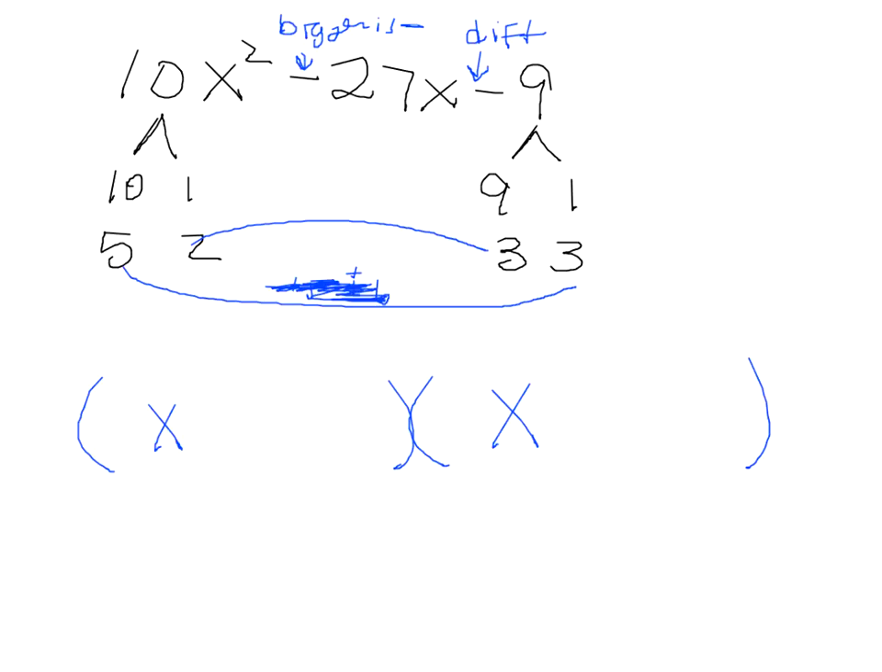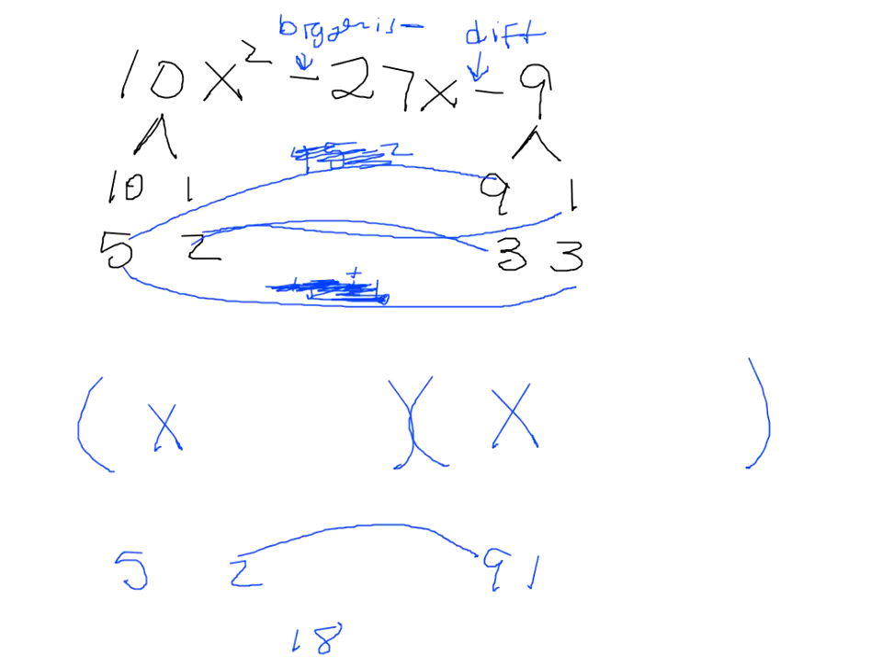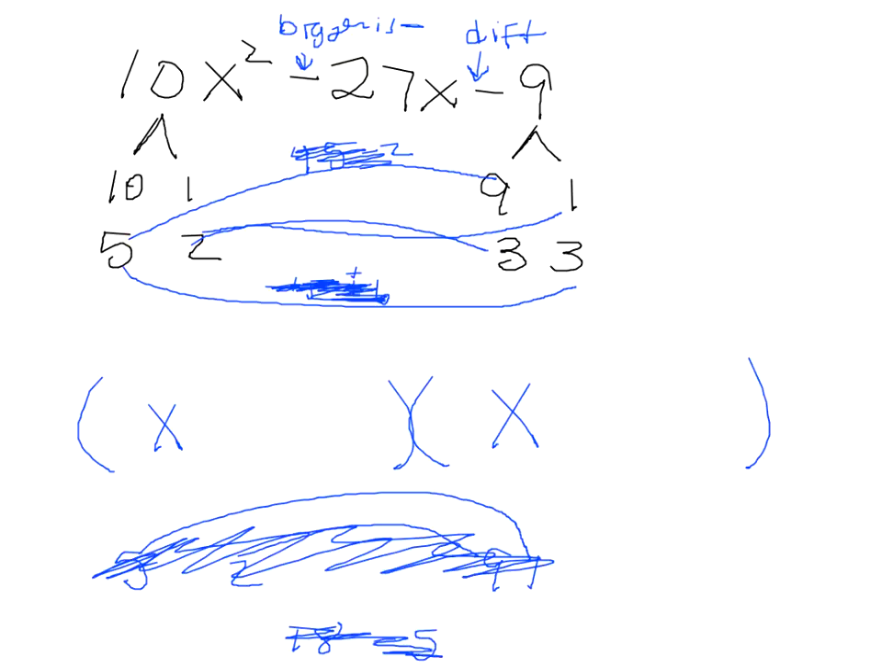So it's not 5 and 2 and 3 and 3. So let's pick something else. Let's pick 5 and 9, and then minus 2. That's not going to work. I haven't tried everything yet. So it could be 5 and 2 and 9 and 1, where the 2's go together. The 2 goes with the 9, 18, and then minus 5. I don't know. That's not going to be 27, so still haven't gotten it yet. Okay, I think we've eliminated 5 and 2 as our factors.